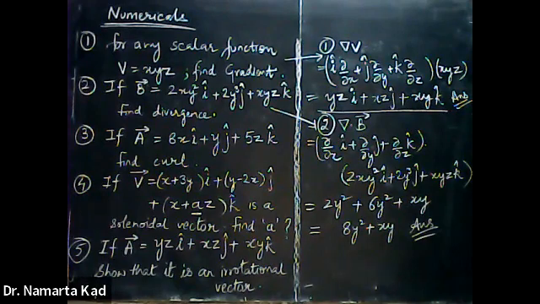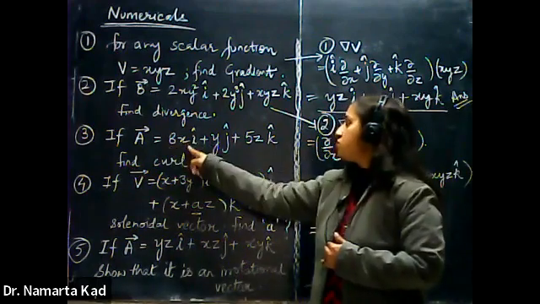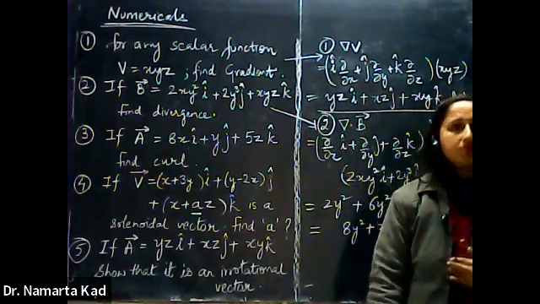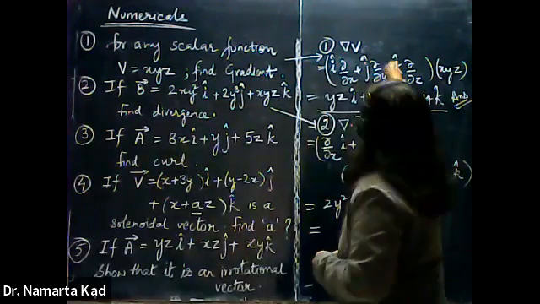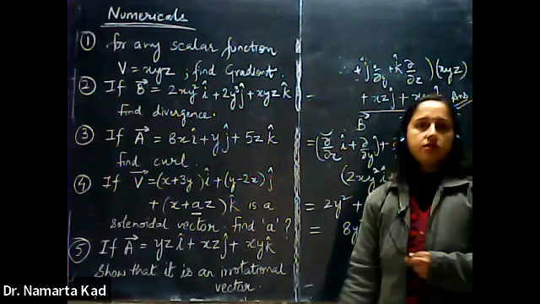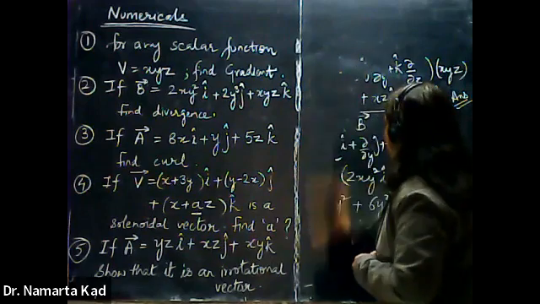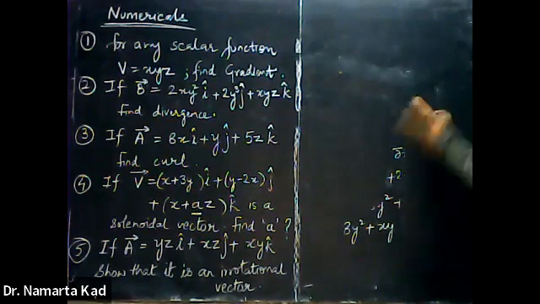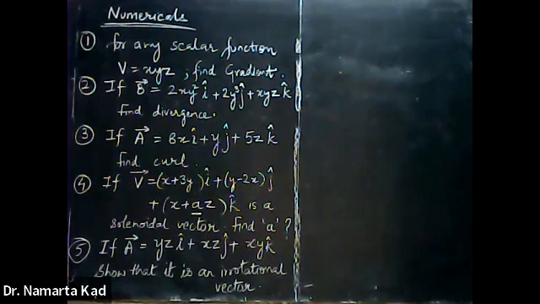Now just see the third question. If A vector equals 8x i cap plus y j cap plus 5z k cap, find the curl. So you have to find the curl for this third question. What is curl? Curl is the cross product with del, and we are going to solve the curl with the help of determinant.